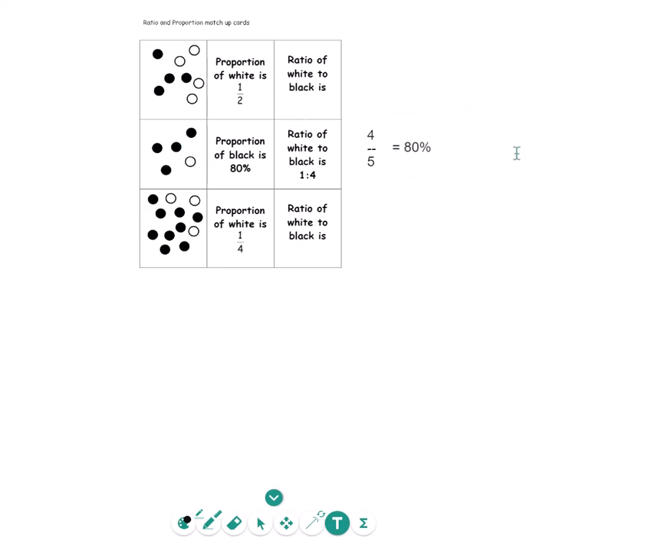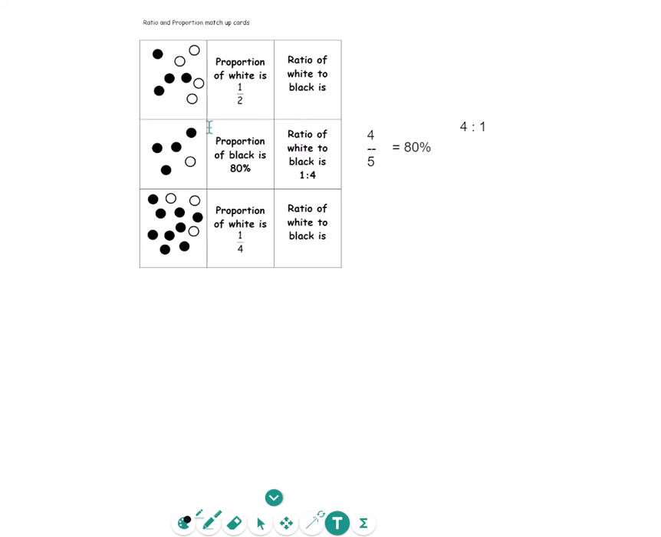And what's the ratio of black to white? I can see 4 black dots and 1 white dot, so the ratio of black to white is 4:1, and therefore the ratio of white to black is 1:4. Now look at the top diagram.